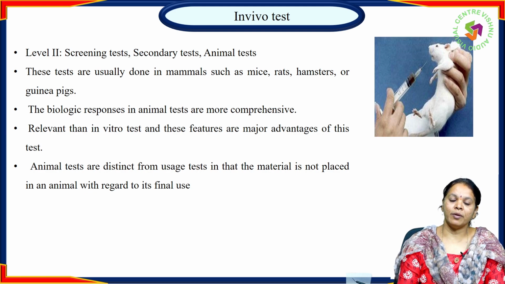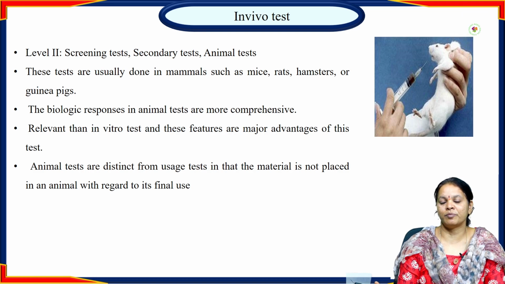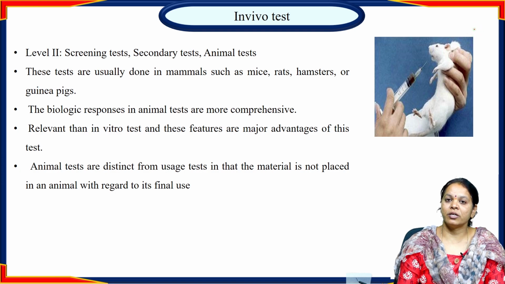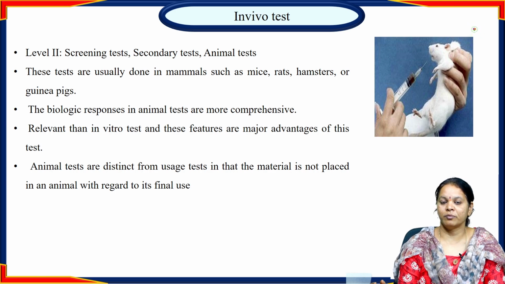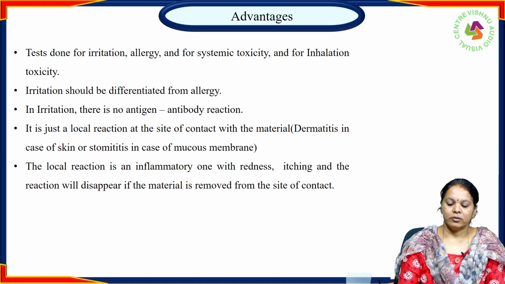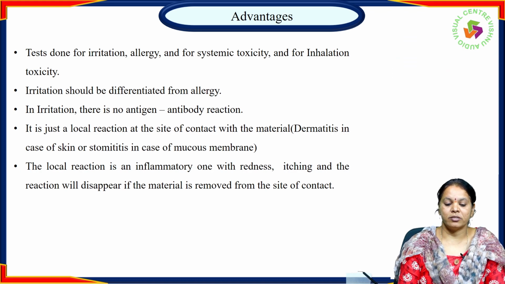So though we claim it to be an in vivo application, the test results always depend upon the type of the species selected, and the reactions given in the animal test would have a close match with that of human behavior also. So the advantages with this test is that tests are done for irritation, allergic response, systemic toxicity as well as cytotoxicity.